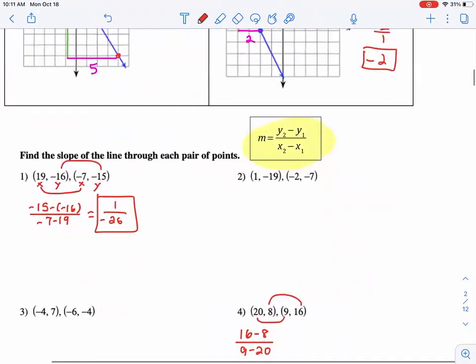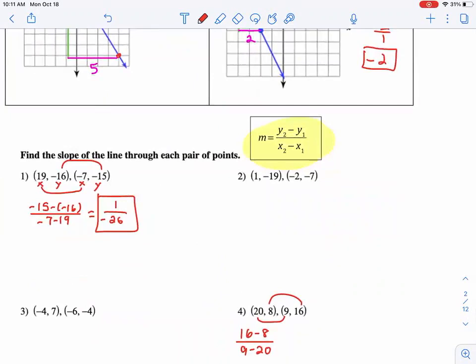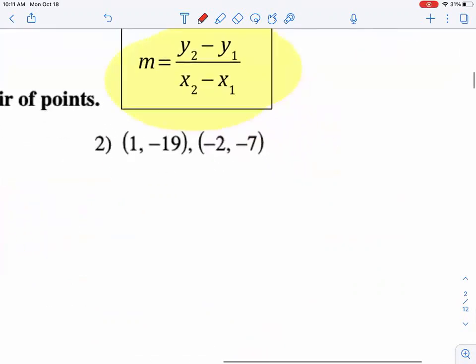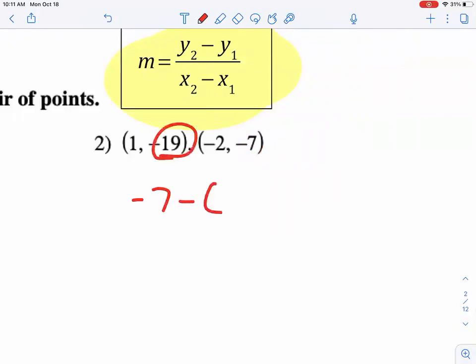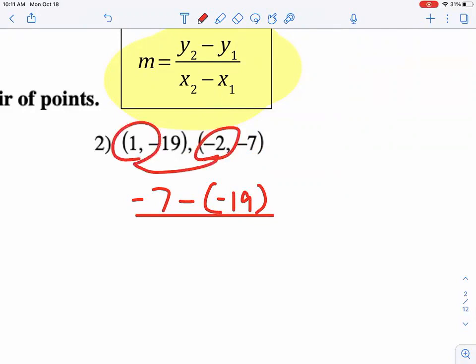And then that second part is when we were finding slope given 2 points, as we just did on the board. So we want to subtract the y's on top. So I would do -7 minus, and then put in parentheses this guy. So minus -19. Then on the bottom, I'll do -2 minus 1. So -2 minus, and then that first one.